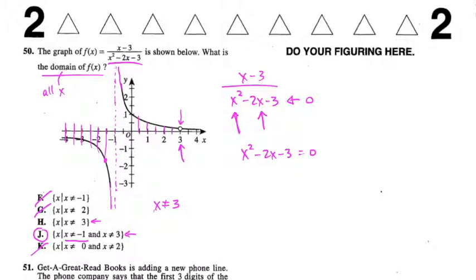Here we're going to factor, and we can factor that polynomial into two binomial expressions. That's going to be x minus 3 times x plus 1, which means that x equals 3 and x equals -1. These are the two values at which this function does not have a y value. So J is your answer.